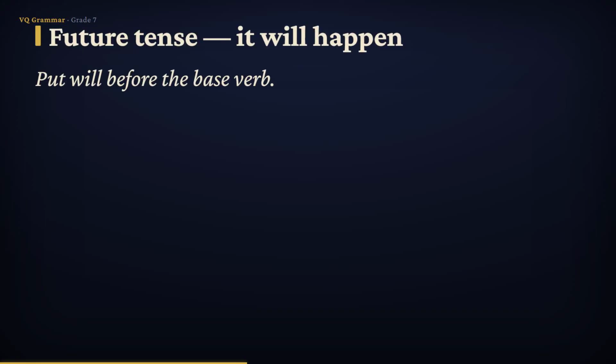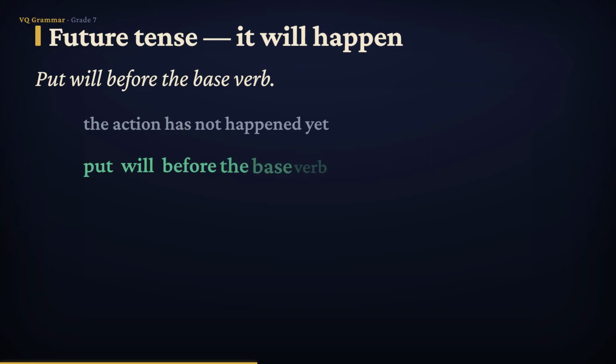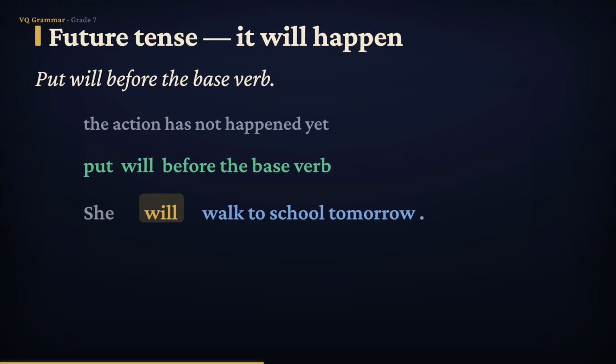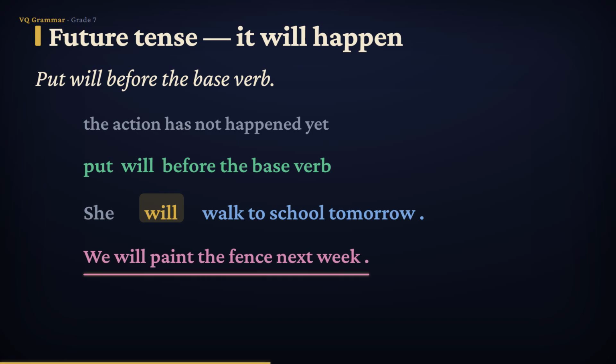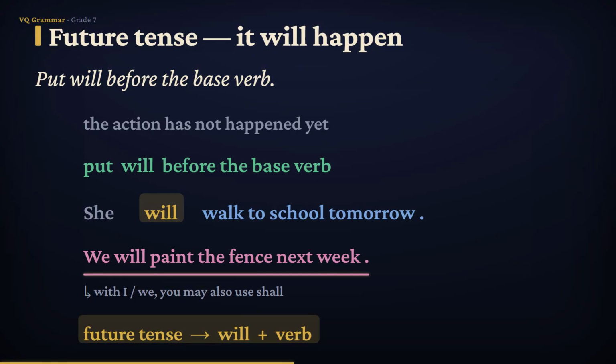Finally, let's look ahead to the future tense. The future tense is for an action that has not happened yet. To build it, you put the word will before the base verb. She will walk to school tomorrow. That's will plus walk. We will paint the fence next week. That's will plus paint. One small note. With I and we, you may also use shall, as in, I shall return. The will is far more common today. So for the future, reach for will plus the verb.